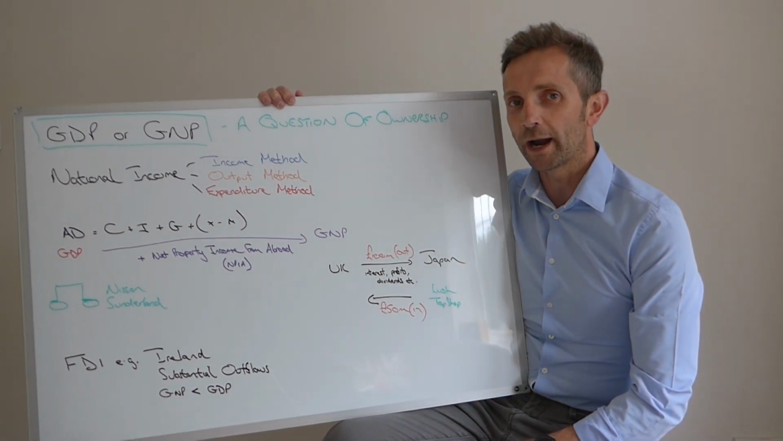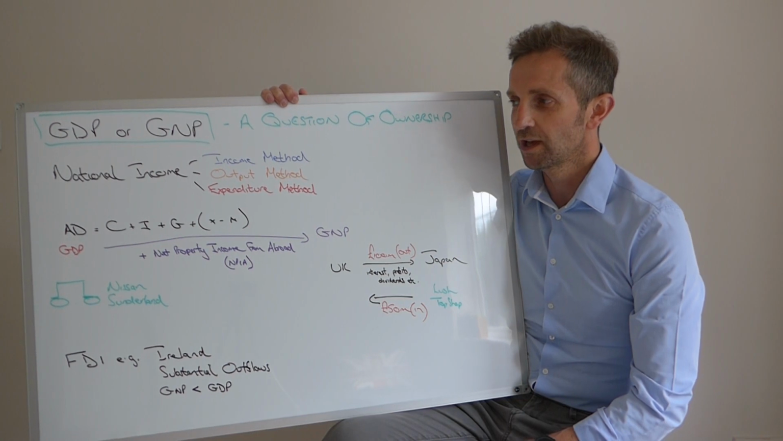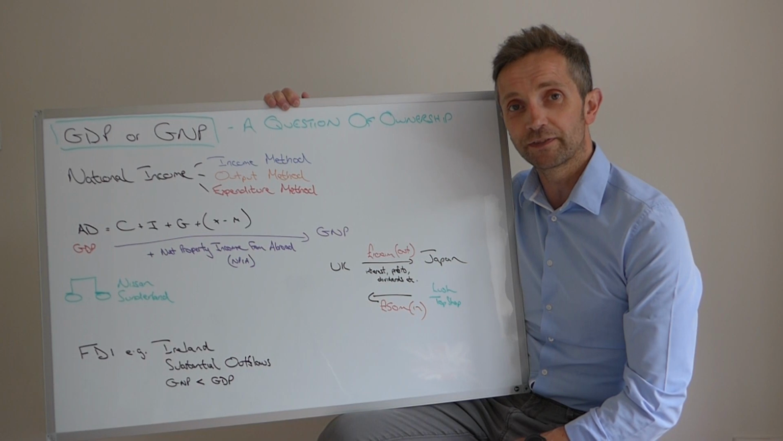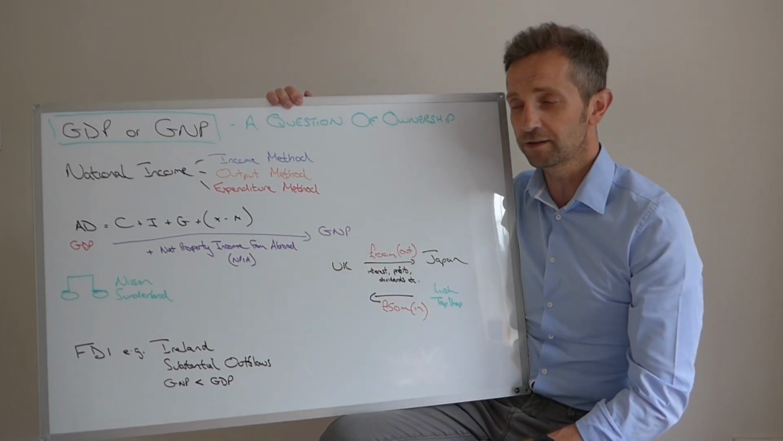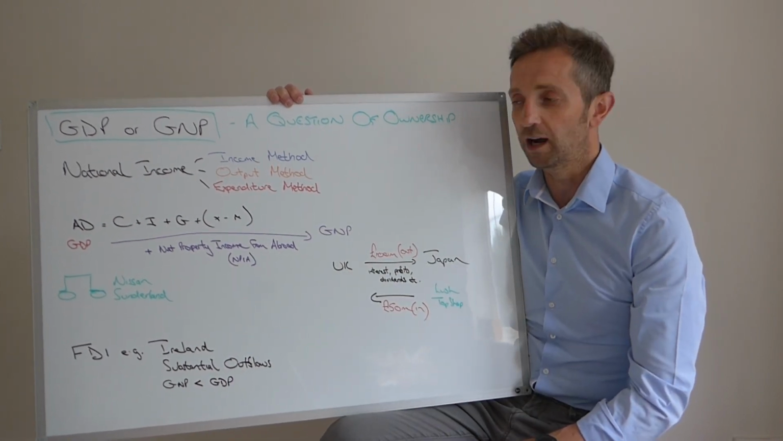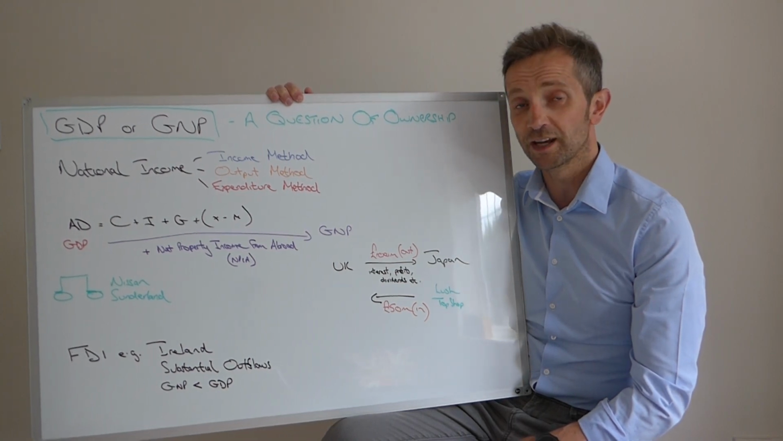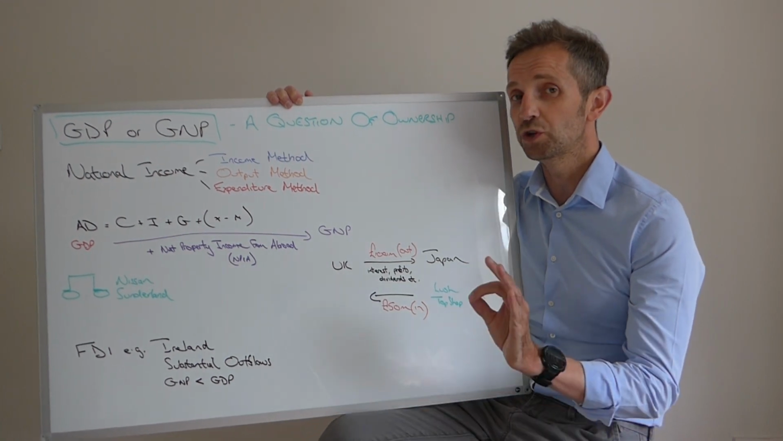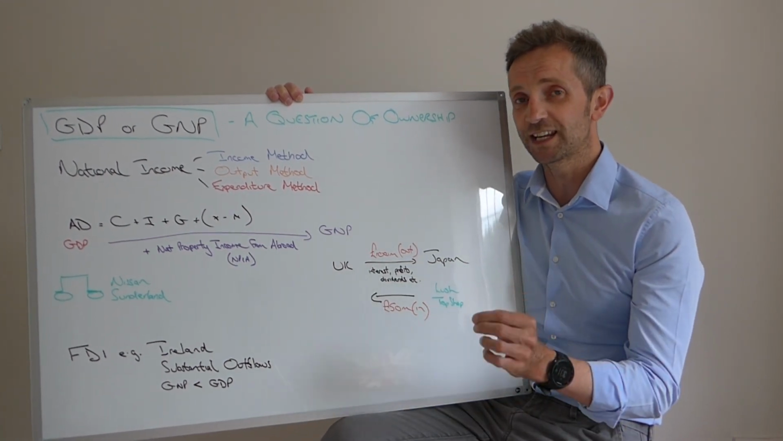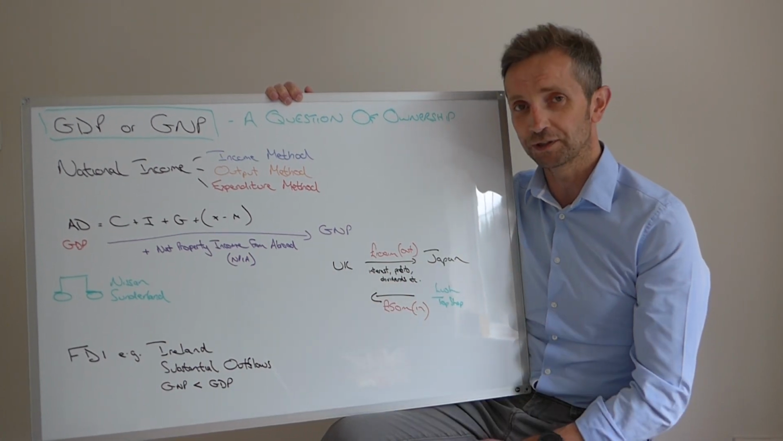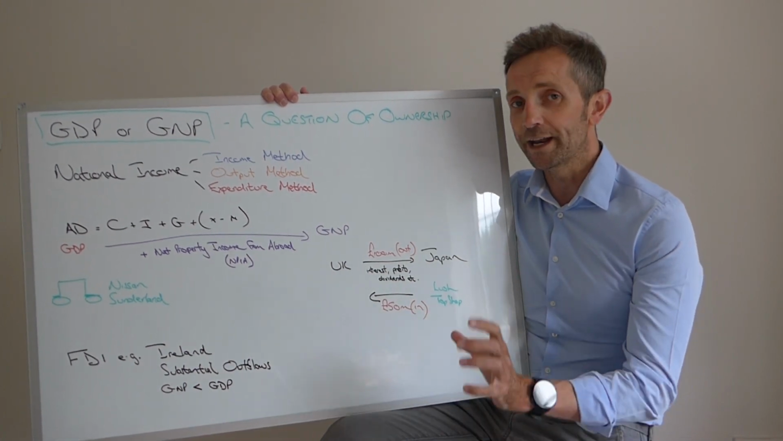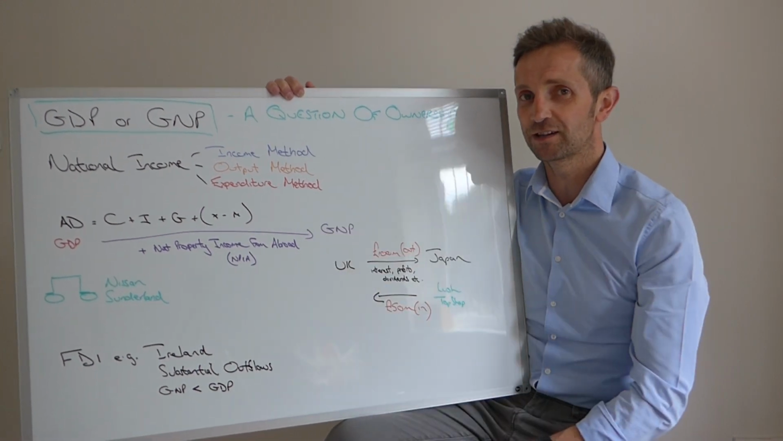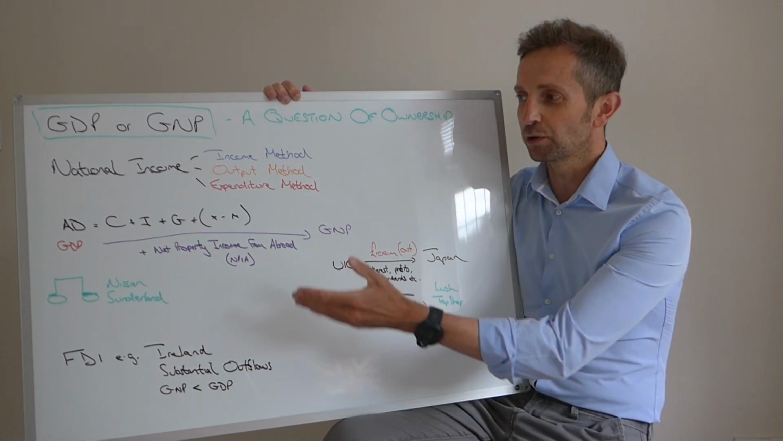You will no doubt be aware from your study of economics that national income can be measured in three different ways: the income method, the output method, and the expenditure method. And in theory, regardless of which measure you use, you should always arrive at the same number for the value of national income.